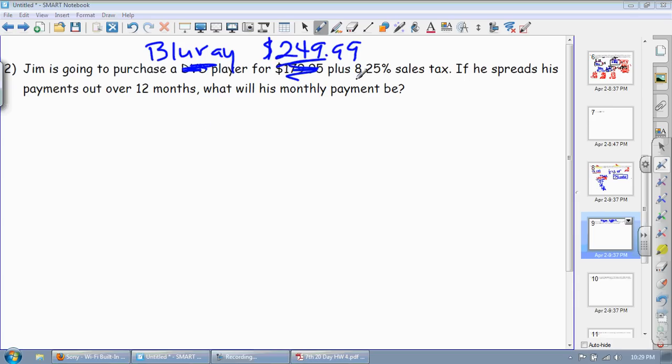Here's our tax. We can make a proportion out of this. This is tax to the total.